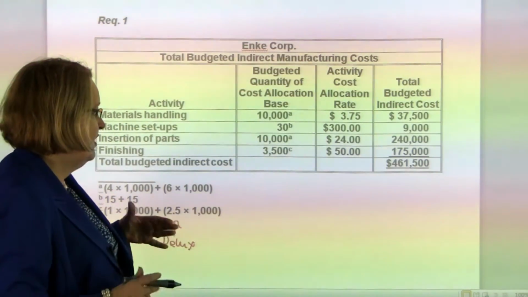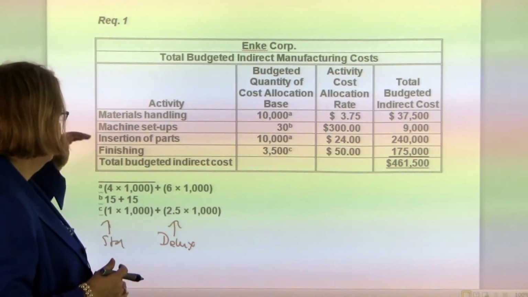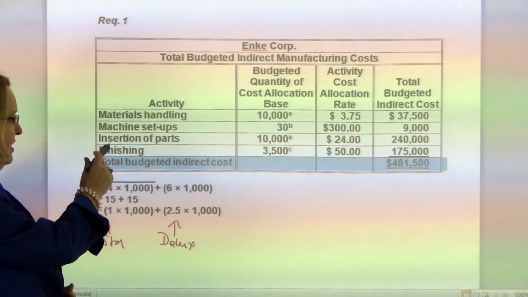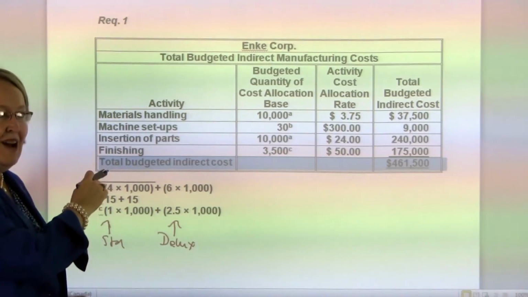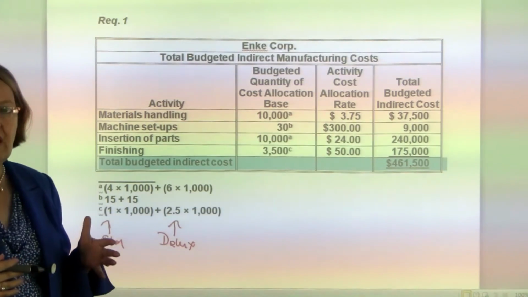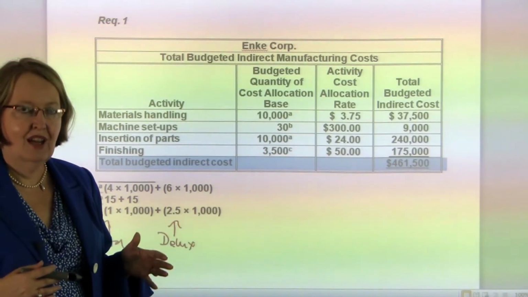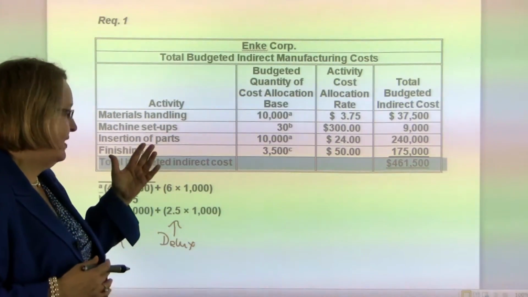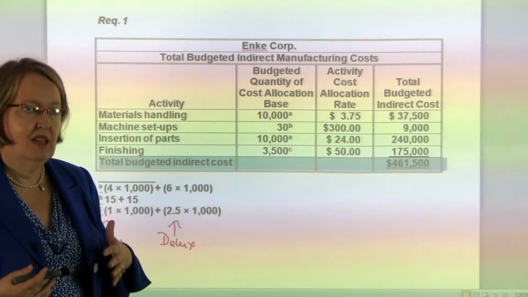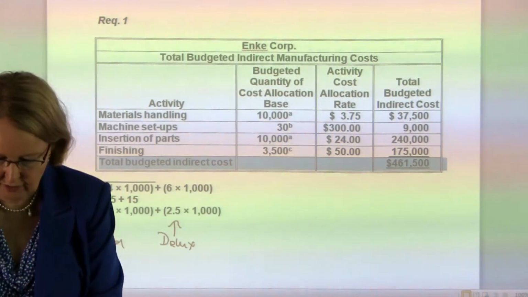So here what we've done is we've taken our total overhead for the company and we have broken it down into the main activities, which are materials handling, machine setups, insertion of parts, and finishing. Now, these particular activities are unique to this company. So you don't always have to have the same descriptions. It's not always materials and setups and insertion of parts. So it's up to the company to describe the types of activity that actually comprise their overhead. Okay, so that completes requirement 1.